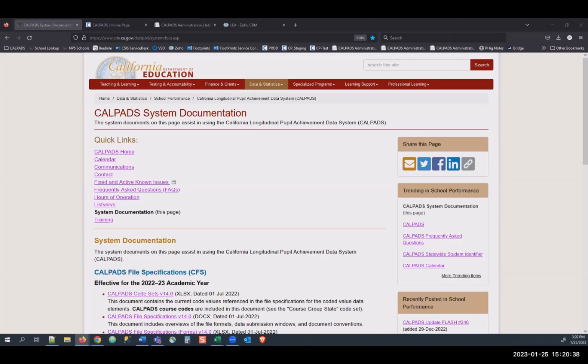In terms of the plan dates, we are not going to start collecting that until 23-24. So you can start submitting it just to familiarize yourself with the process, but we actually won't start collecting that until the 23-24 year.